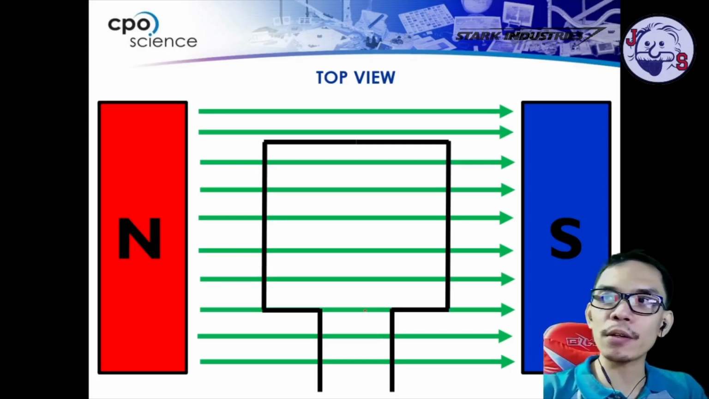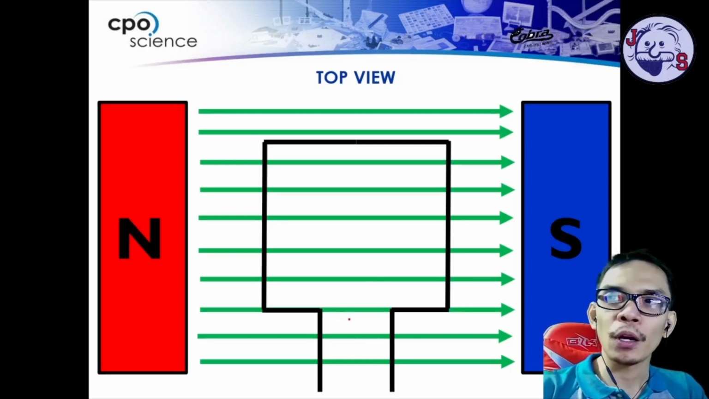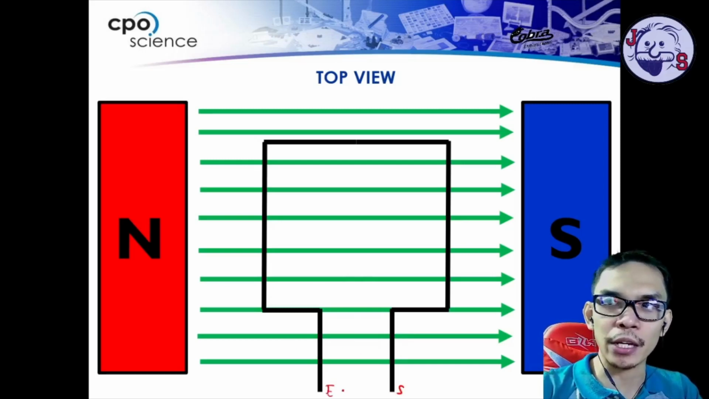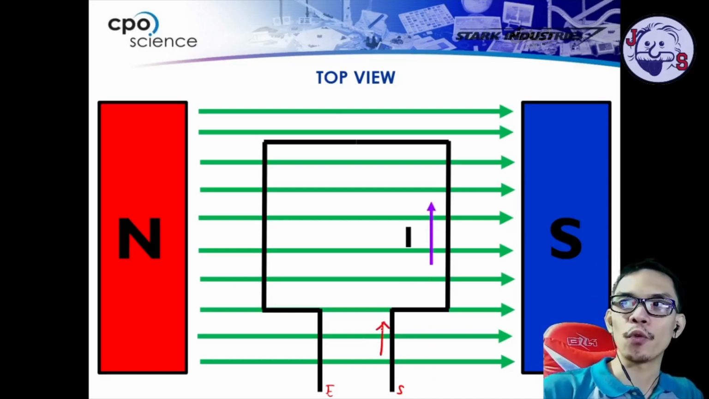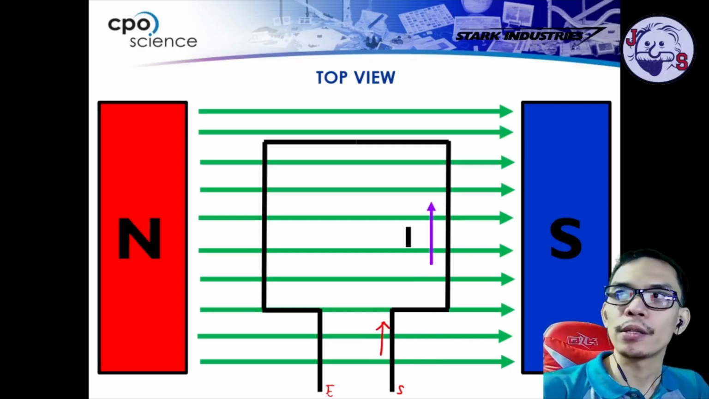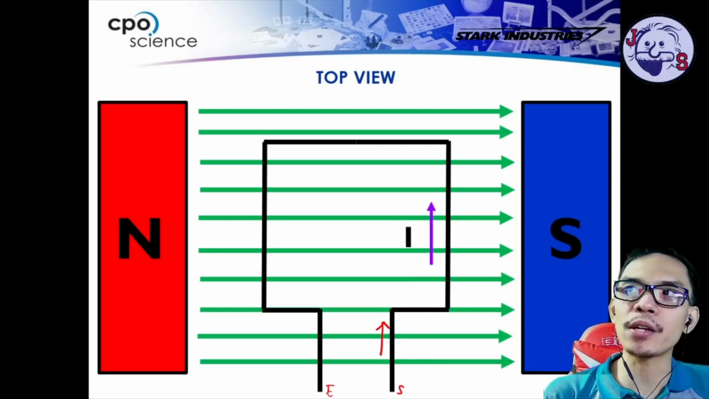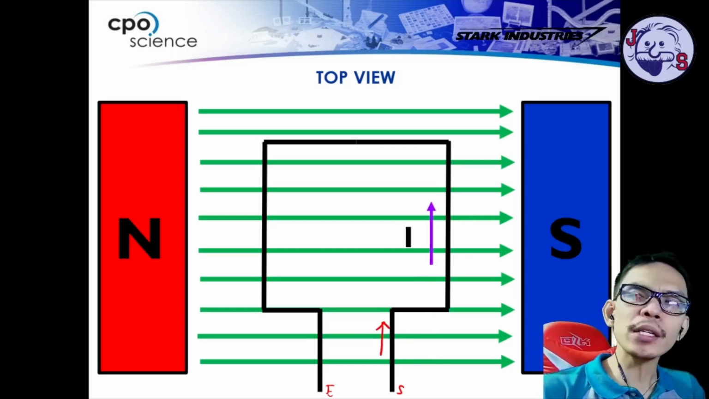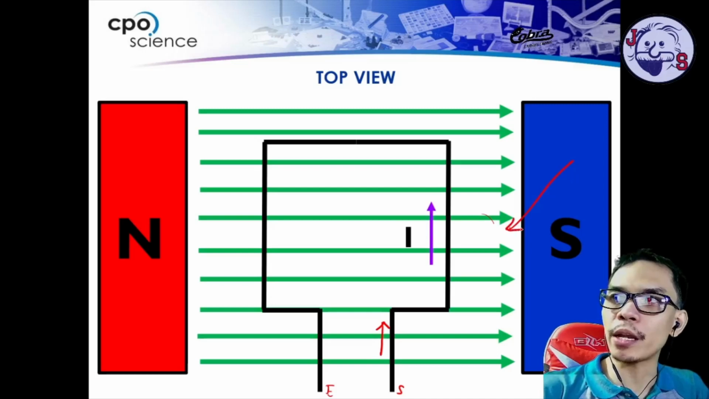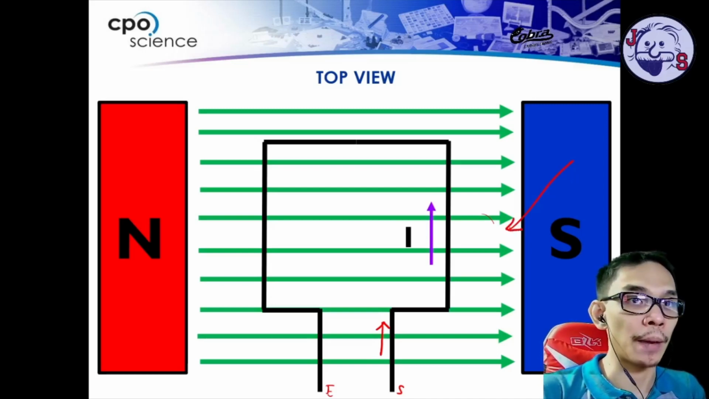Suppose the current flows starting from this position, in this direction, and ends in this direction. So it goes like this and like so. The question here is, what is the direction of force on this particular area?